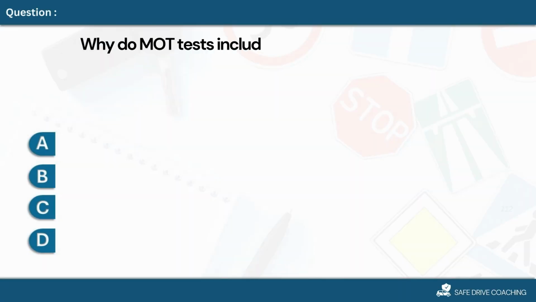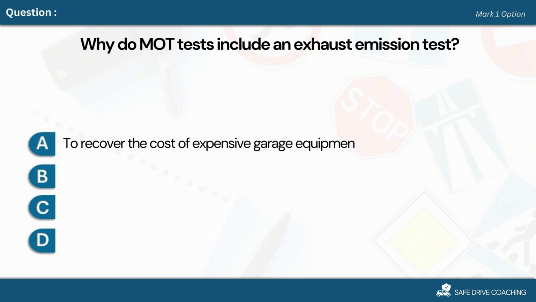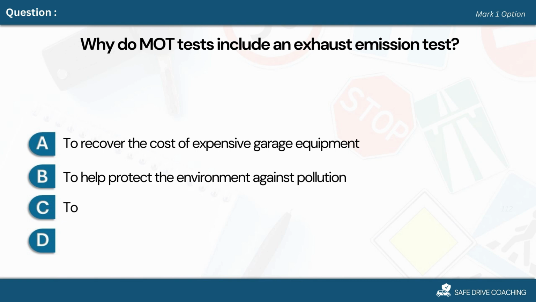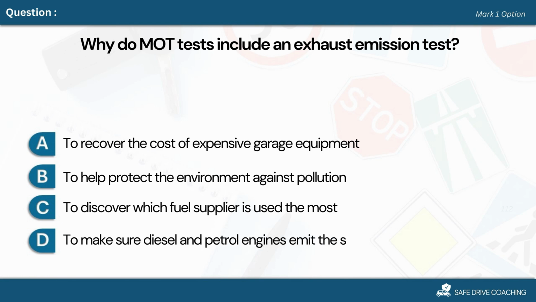Why do MOT tests include an exhaust emission test? A. To recover the cost of expensive garage equipment. B. To help protect the environment against pollution. C. To discover which fuel supplier is used the most. D. To make sure diesel and petrol engines emit the same fumes. The correct answer is B. To help protect the environment against pollution.